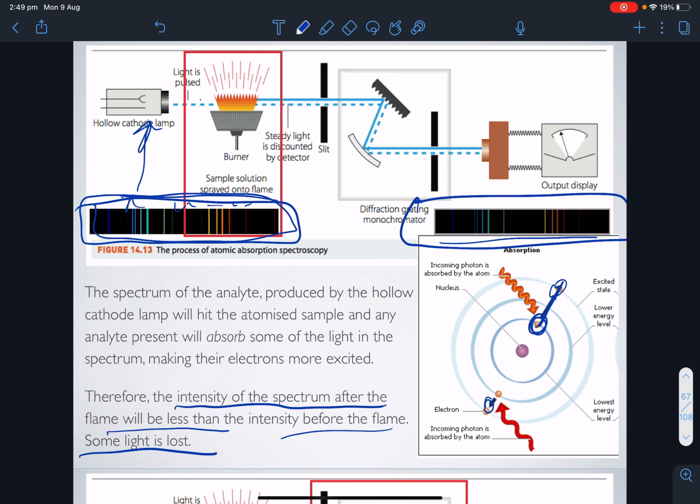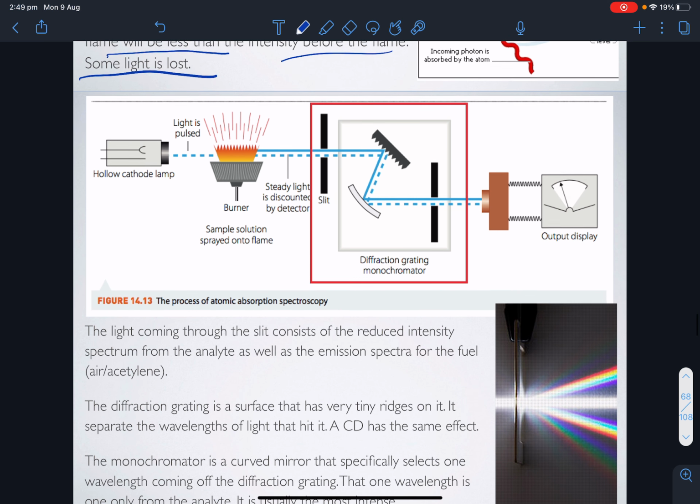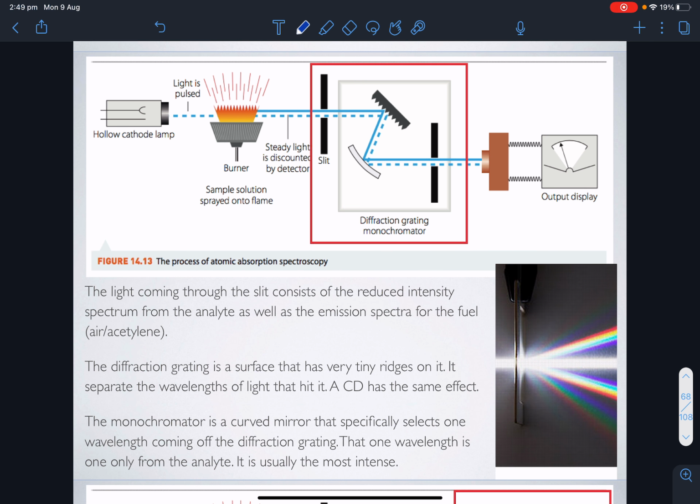So this side of the flame is this one. This side of the flame is this one here. Dim, dim, dim, dim, dim, okay? Depending on how much analyte you've got going through. Okay, what happens here at our diffraction grating and monochromator? We've got a slit, so it only accepts a part of the light.